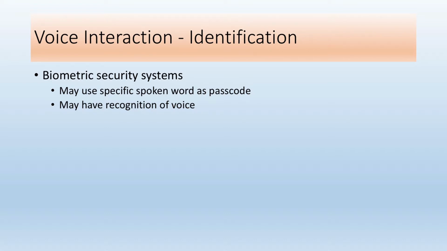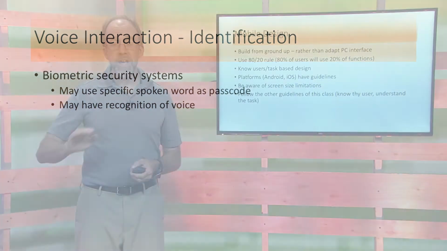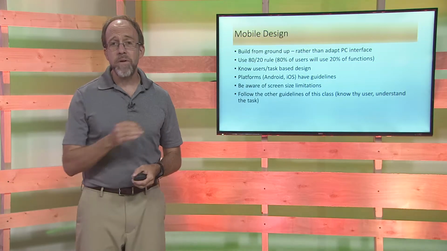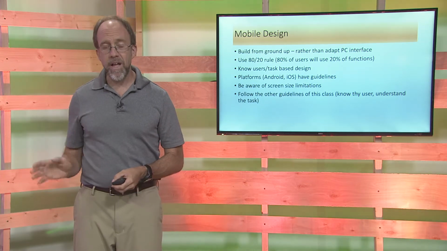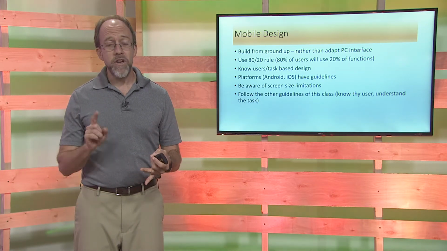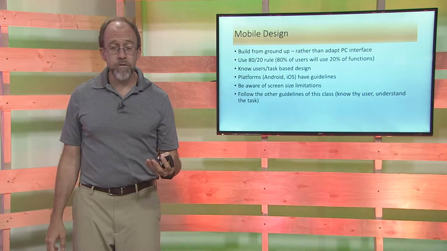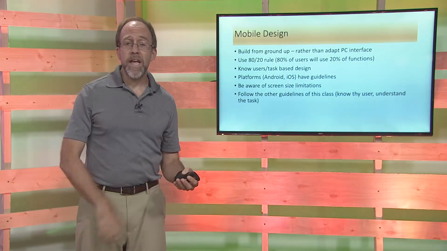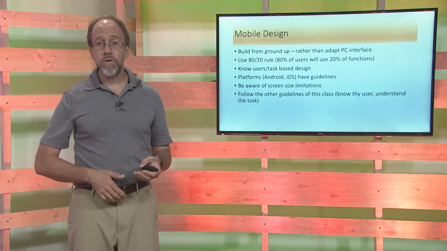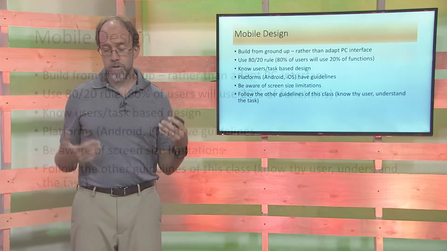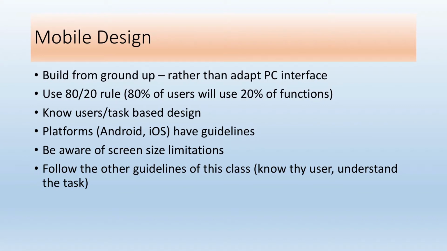So, in designing for mobile systems, first thing is all the basic rules that we've been following all along still apply. Know thy users, know the task, build from the ground up. Understand that 80% of the users will only do 20% of the functions. Those are the basic guidelines that we have. But remember, now we're throwing in some new ways of doing user interaction, of getting input into the screen. But now the downside: you've got all this capability in an itty-bitty box, a tiny little screen.